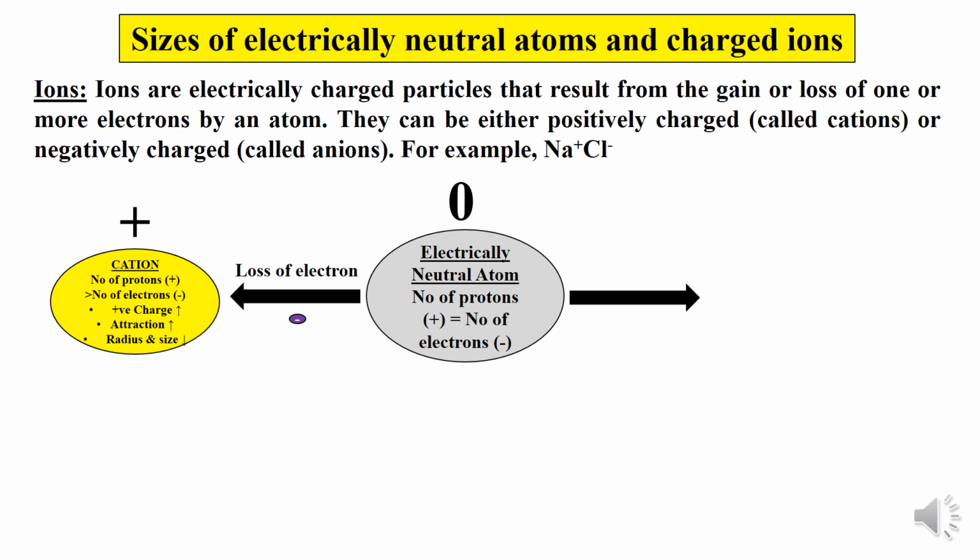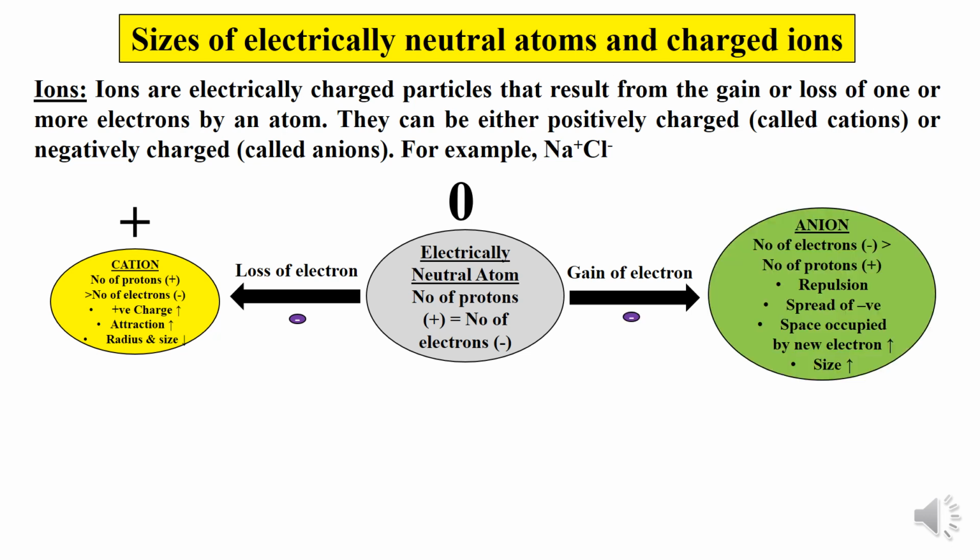When the neutral atom gains an electron, an anion is generated, and in the generated anion the number of electrons will be more than the number of protons, and this leads to repulsion, spread of negative charge, and moreover the space occupied by the new electron will be increased, and finally the size of the anion increases.